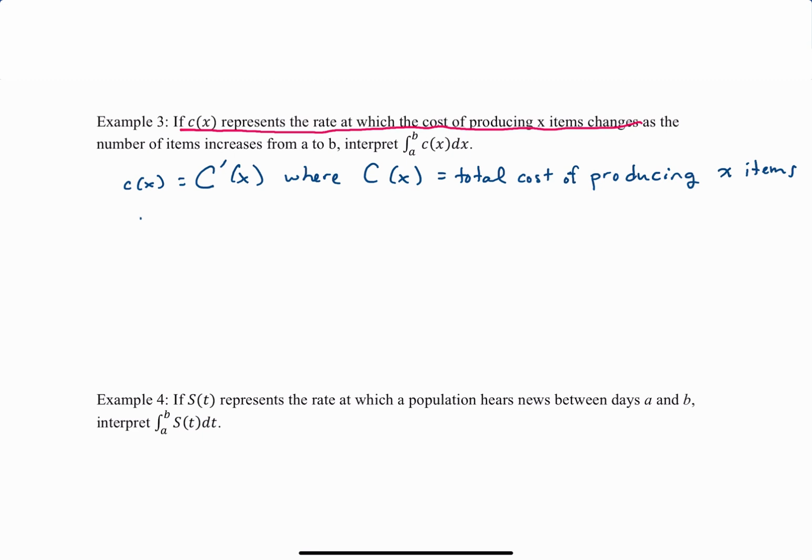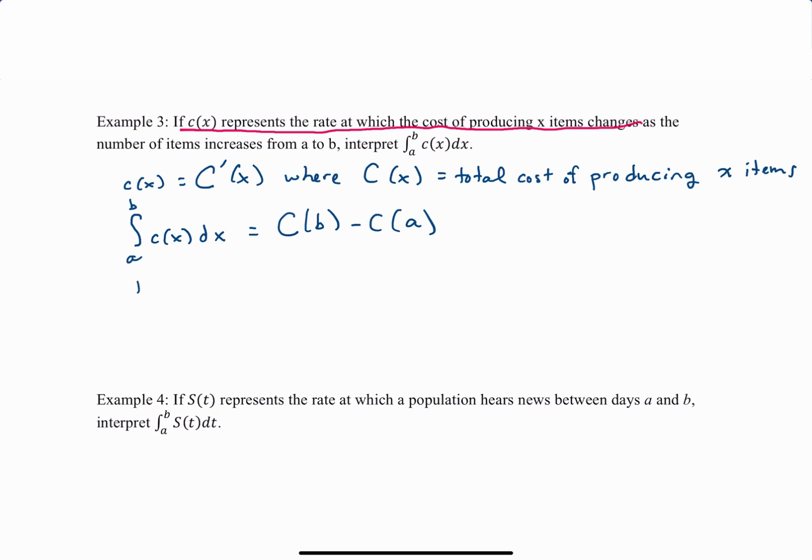So that means the definite integral from a to b of little c of x dx would be capital C of b minus capital C of a, because capital C is an antiderivative of little c. Little c is the derivative, capital C is the antiderivative.